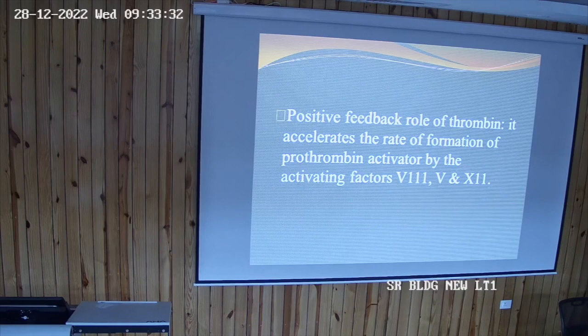What do you mean by positive feedback? Another example of positive feedback mechanism? Yes, you, second last one. What is the most important example of a positive feedback mechanism? Parturition. Right?